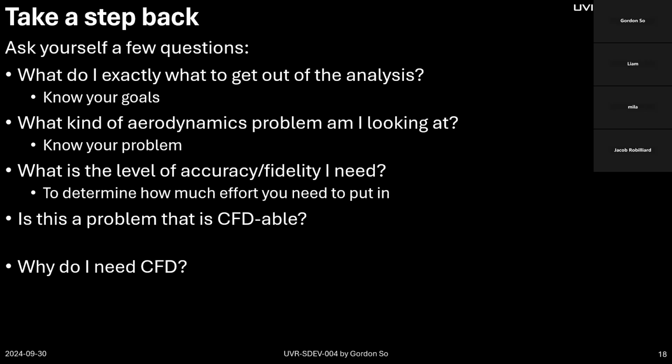And what kind of accuracy do you need? Because it determines how much effort you need to put in. You may put in like 100 hours to get 0.1% accuracy, but a 2% accurate CFD could only take like 5 hours. So that's something that you need to determine, what detail I want to capture, how accurate does that need to be. And is this a problem that is CFDable? Some problems are not. Just because it's so complicated, any problem is CFDable with enough dedication, but it may take you like 10 years to get a PhD to solve that problem when you're doing other stuff.